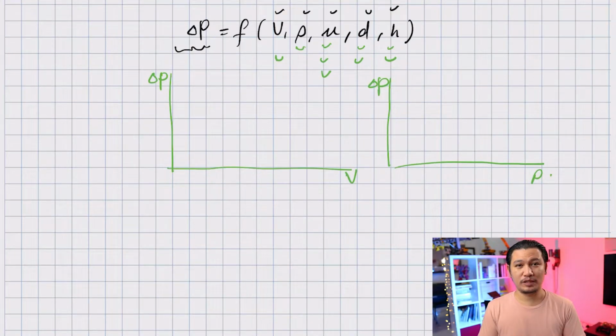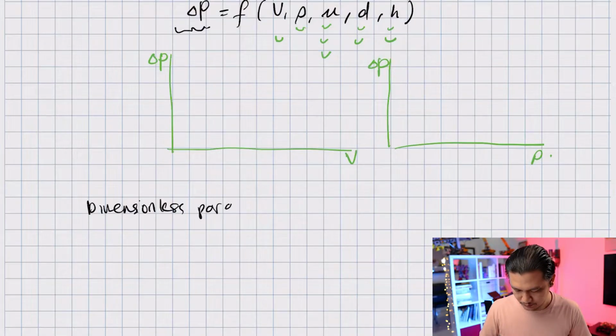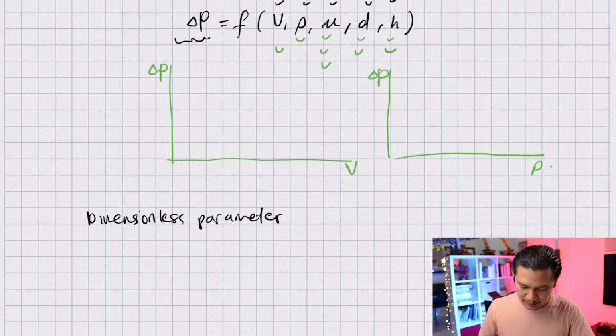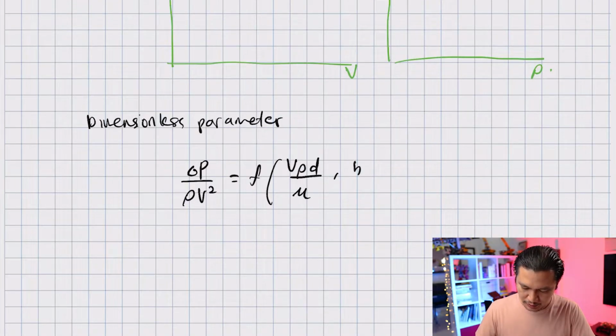So in order to solve this problem, what researchers have done is that they group these variables together and form what they call dimensionless parameters. So a dimensionless parameter is basically a group of these dependent and independent variables. For example, let's take a look at this pressure drop example. When you group this together, in the end, you will have delta P over rho V square equal to a function of V rho D over mu and H over D.